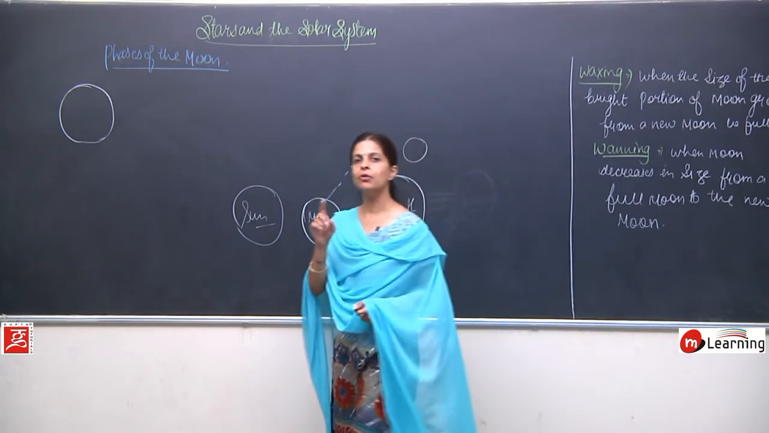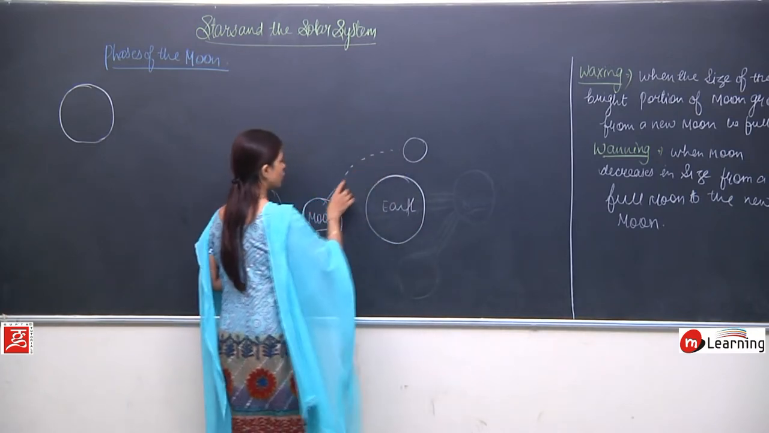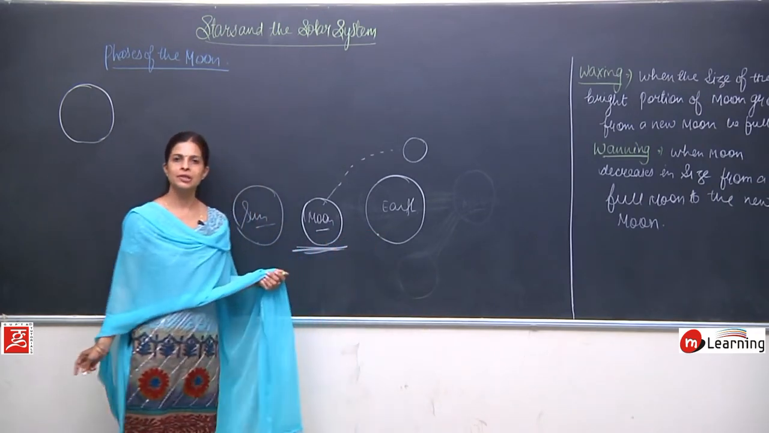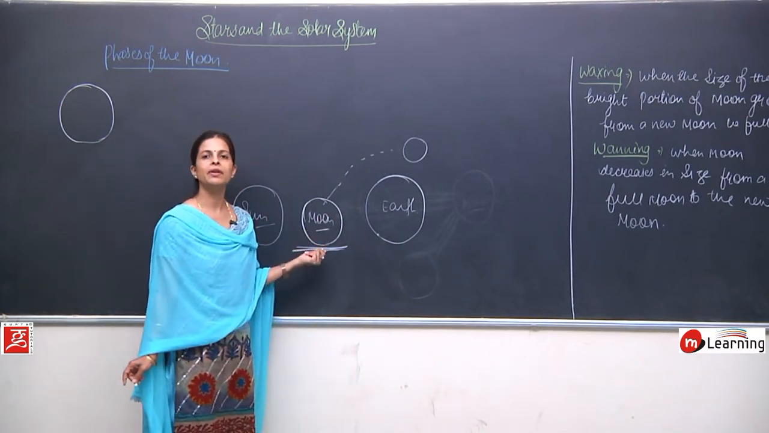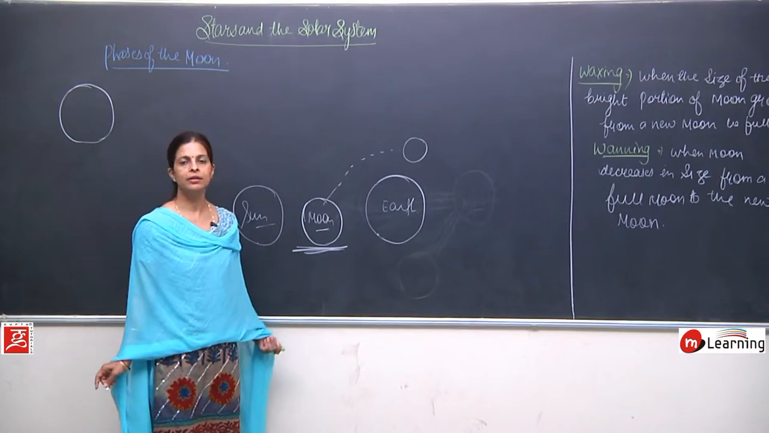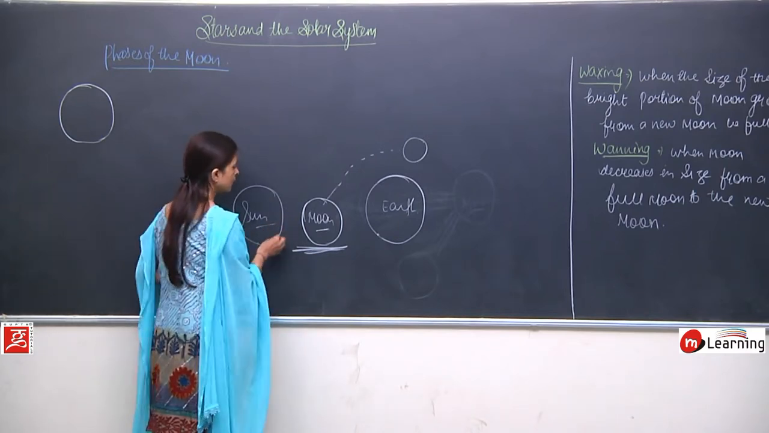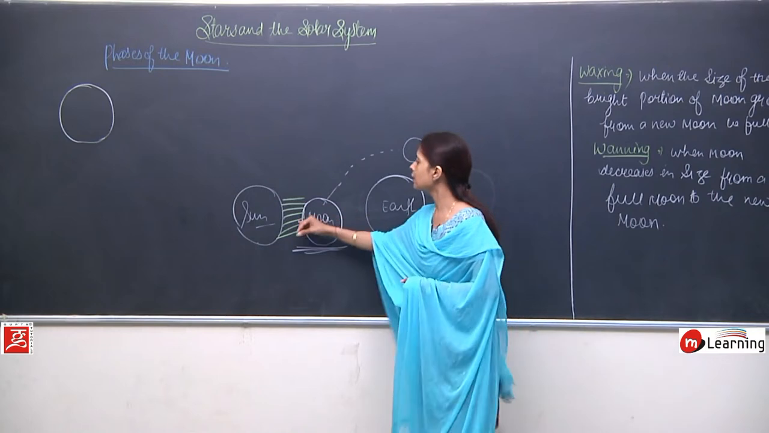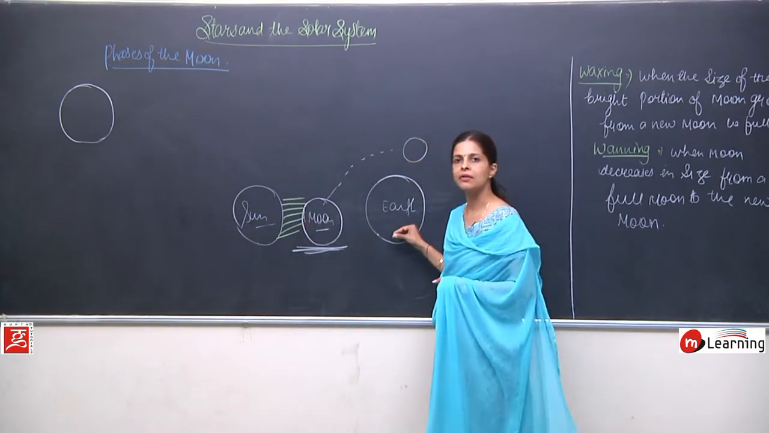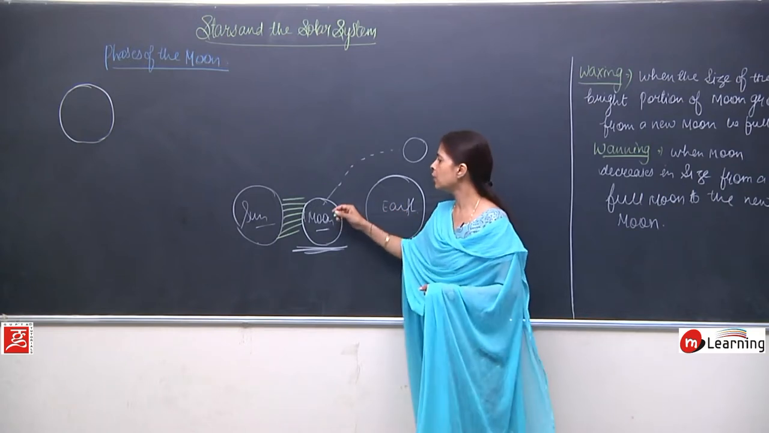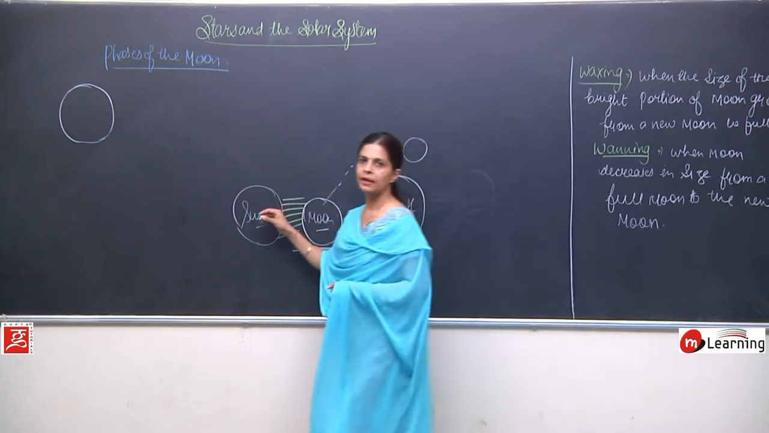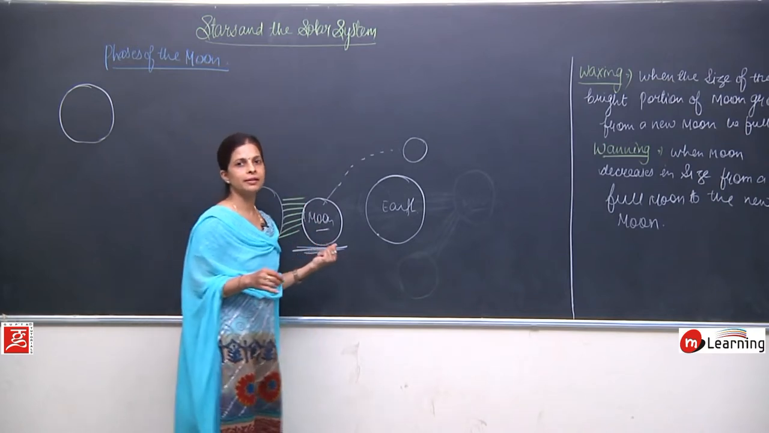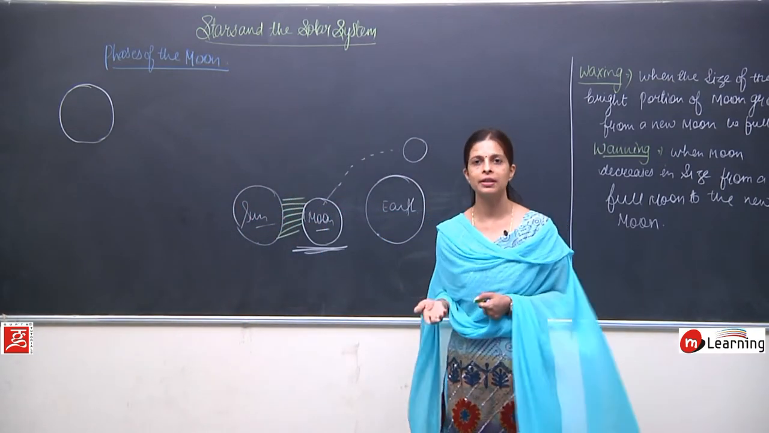But I said the moon revolves around the earth, and when it does, a position comes when the moon is in between the sun and the earth. Now children, see, from here also the sun's rays will be reaching the surface of the moon, but the reflected light won't be able to reach the surface of the earth. We won't be able to see the moon because it is in between the sun and the earth, and the light is coming on one side and not on the other side. The reflected light is not reaching us.